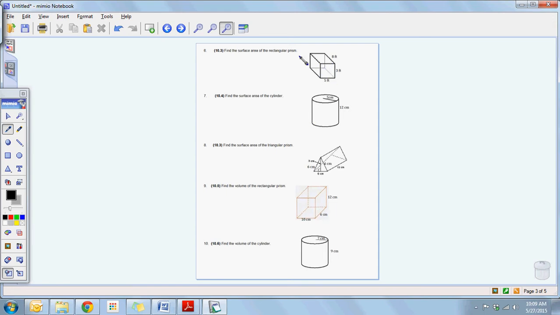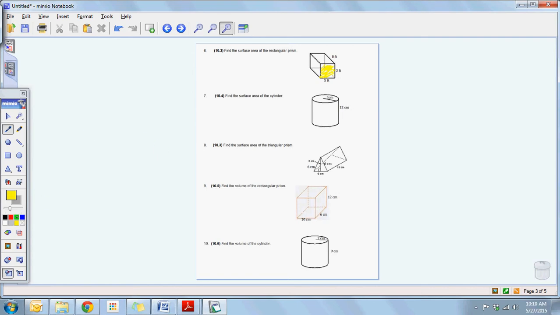So before you start doing anything with surface area, it's important to shade your base. For a rectangular prism, you can shade whichever one you want because they're all rectangles. I'm going to choose to shade this front rectangle. And I would highly suggest if you're doing this one with me, you do the same shape.